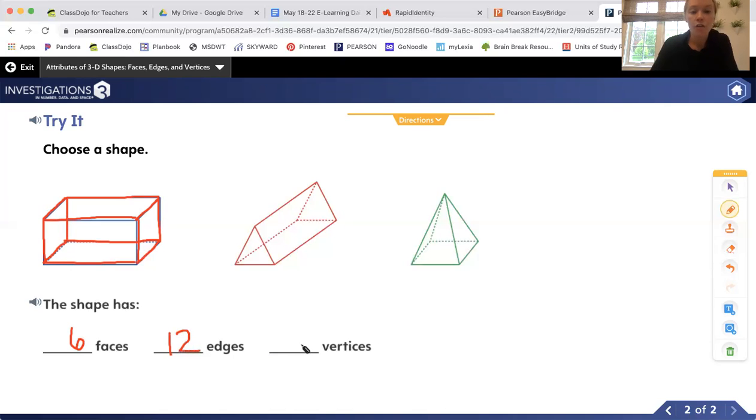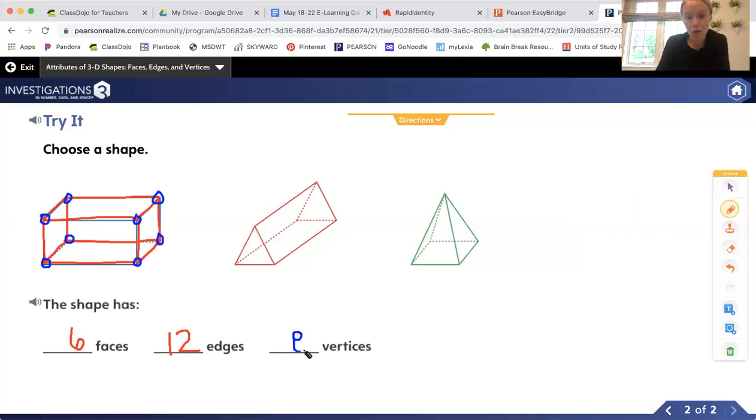And then for vertices, let me just switch our colors. The vertices are the pointy parts where 3 points meet. So 1, 2, 3, 4, 5, 6, 7, and 8.